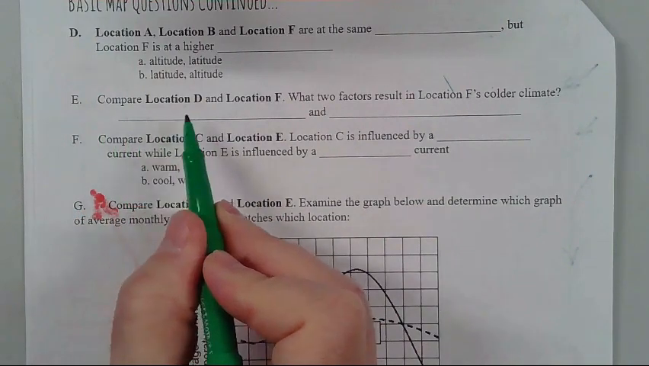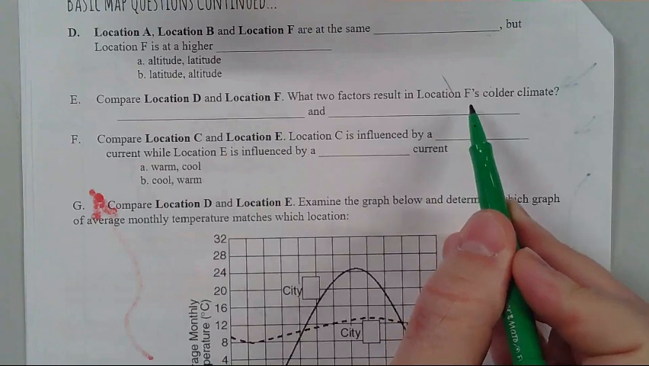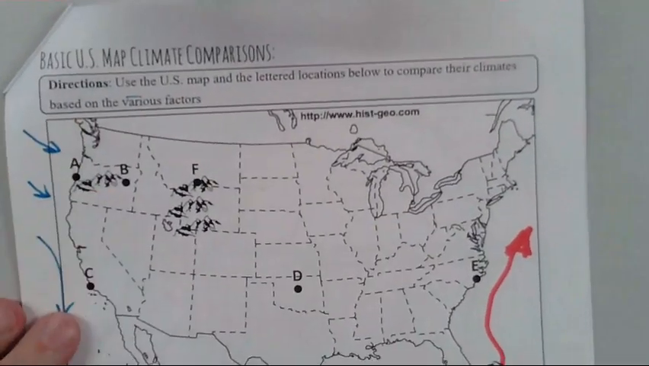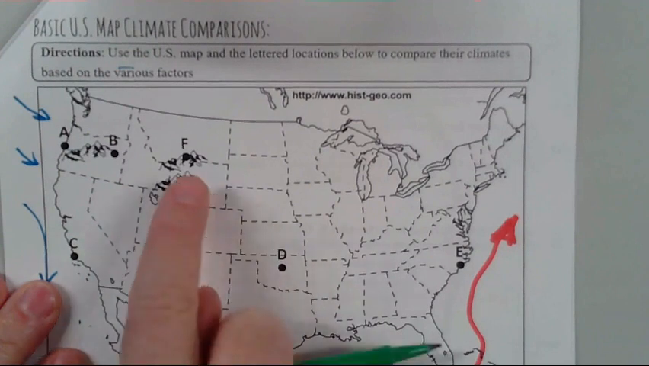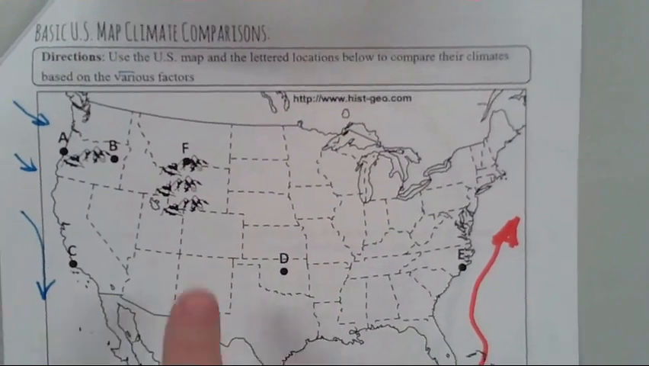Question E says compare location D and F. What two factors result in location F's being a colder climate? So here we're comparing location D and F. So what two factors differentiate those where F would be colder than D?